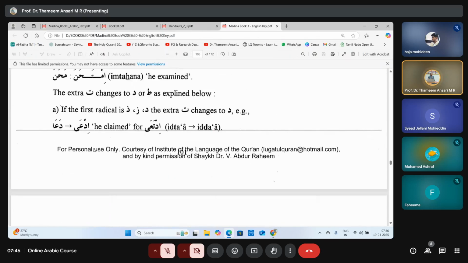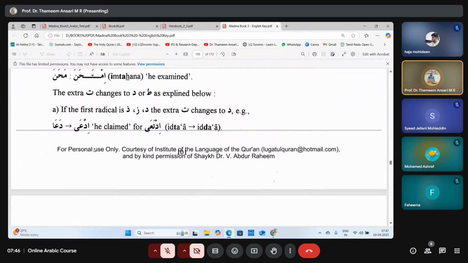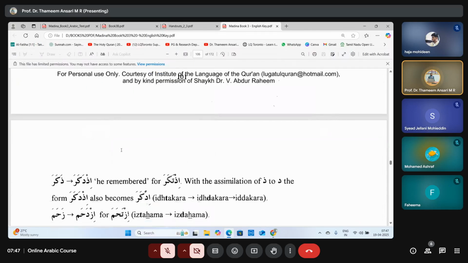So this is something very important. This concept is called al-ibdal wal-i'lal, modification. This modification will happen in this bab. In bab ifta'al, when the first radical is either dal or zal or za, the extra ta will change to dal, as it is explained here.